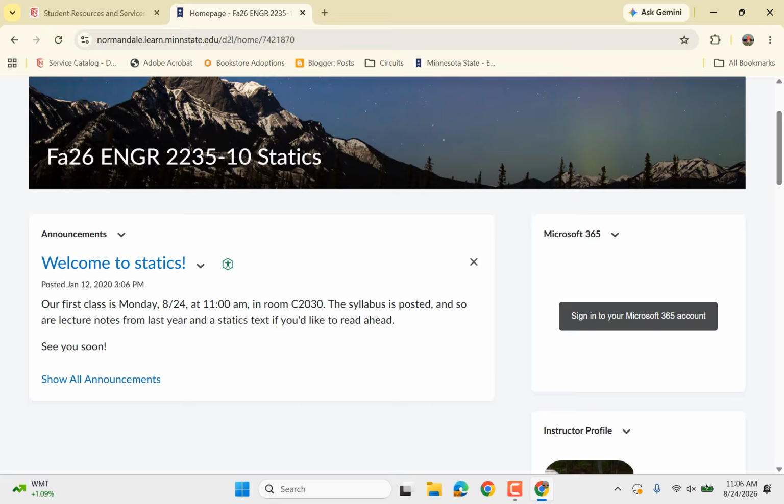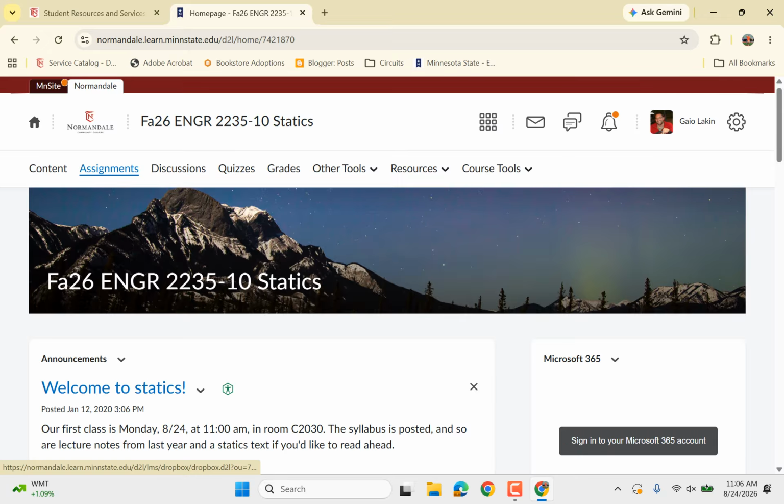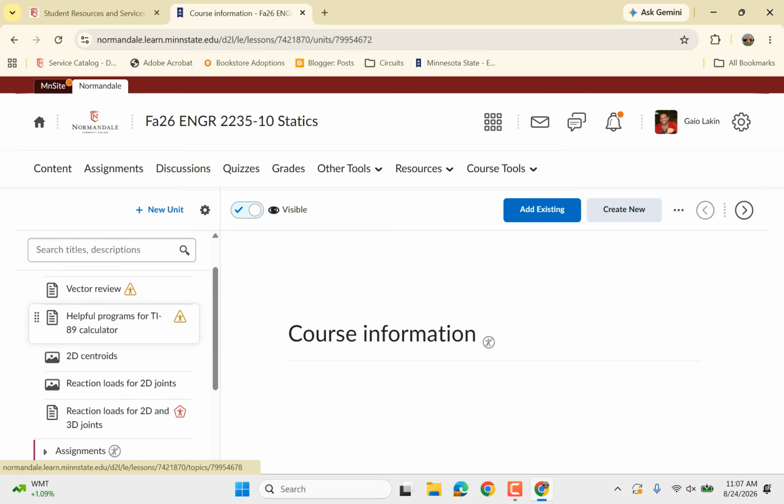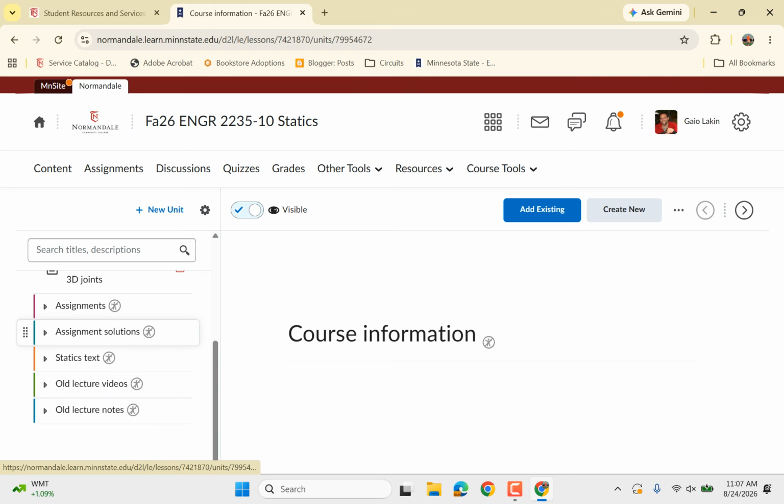And then once we start turning in assignments, you'll be able to check grades here. You'll submit your assignments here. But what I want to talk about now is under content. This is where I have the syllabus. And if you go to content, there's all this stuff loaded.